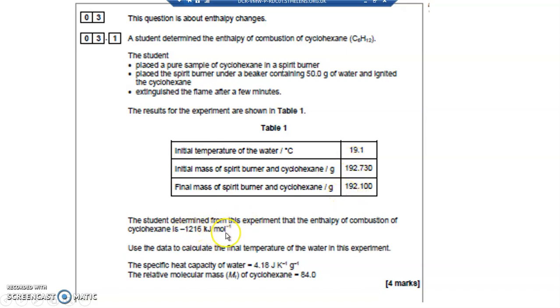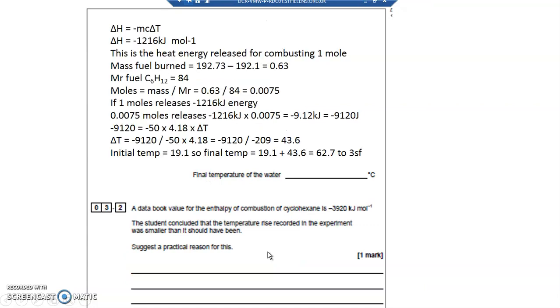We've got an enthalpy change for burning 1 mole, so in kilojoules per mole, so the kilojoules of energy that are released from burning 1 mole of cyclohexane. We've got specific heat capacity, and we've got the relative formula mass of the cyclohexane, 84.0. So we're looking immediately at using delta H equals minus mc delta T, or Q equals mc delta T.